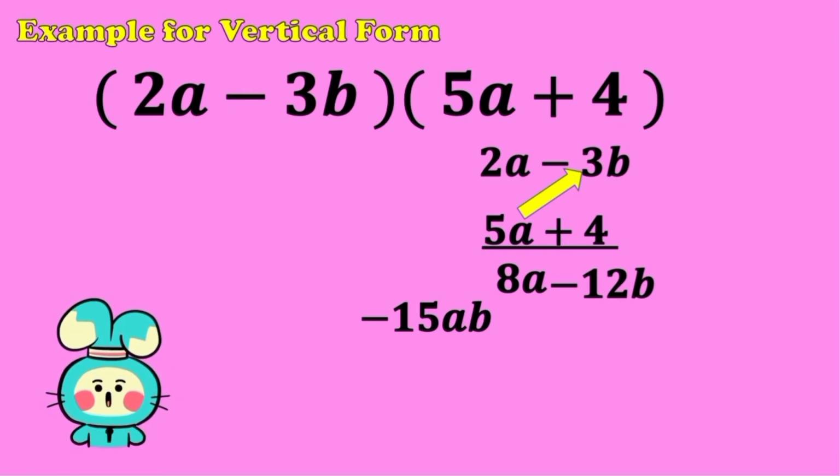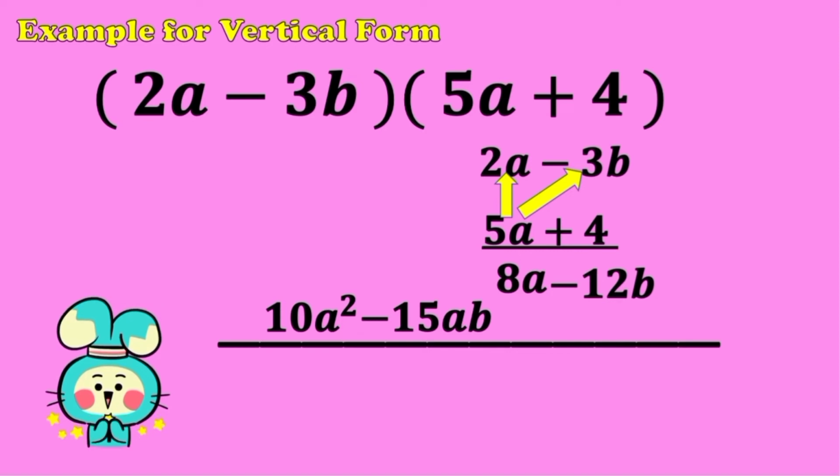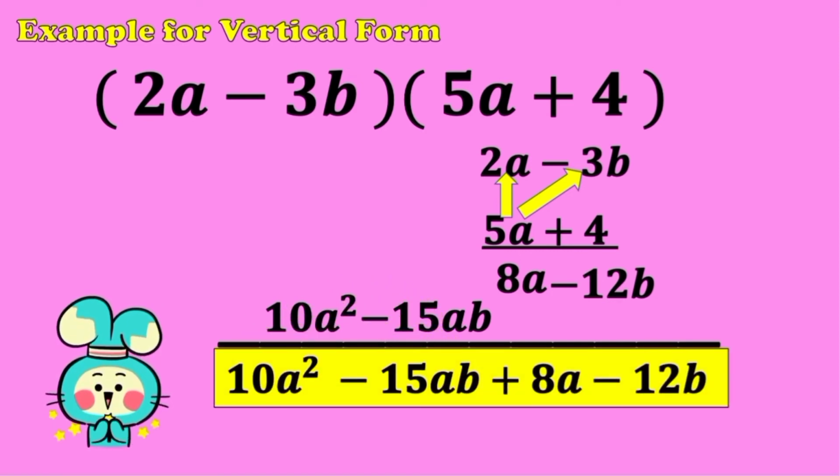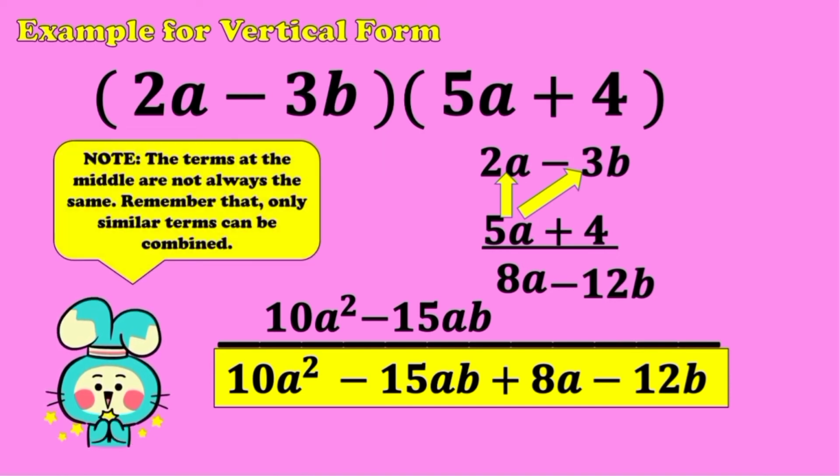Next is 5a multiplied by 2a. We have 10a squared. Now, let's add the terms. For our final answer, we have 10a squared minus 15ab plus 8a minus 12b. Take note, the terms in the middle are not always the same. Remember that only similar terms can be combined.